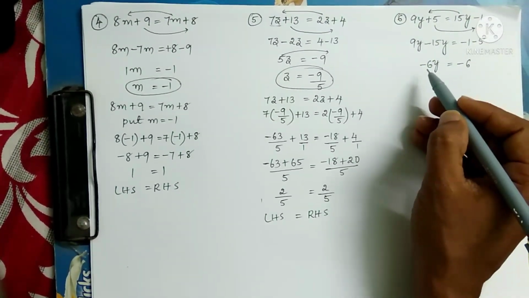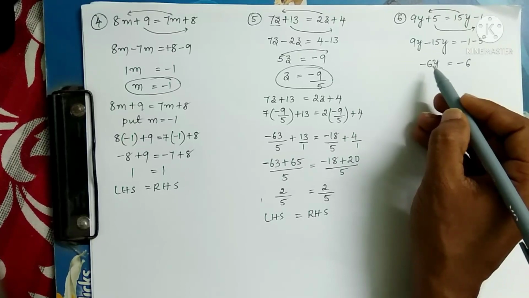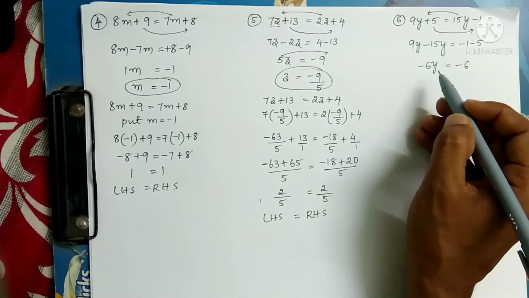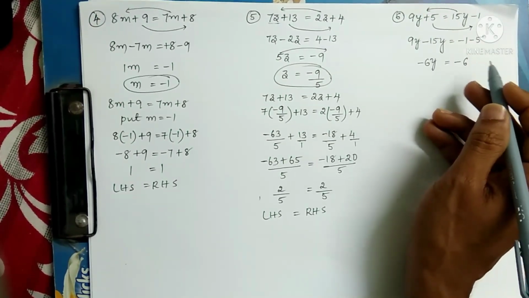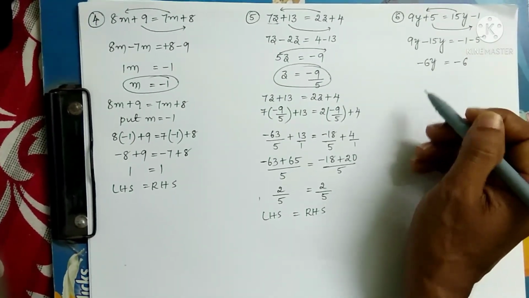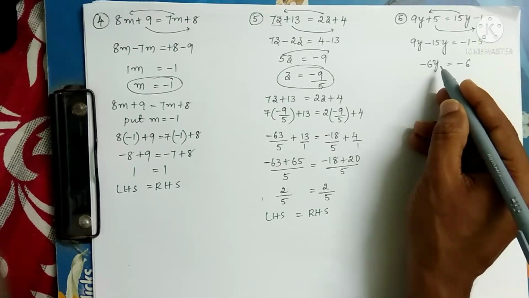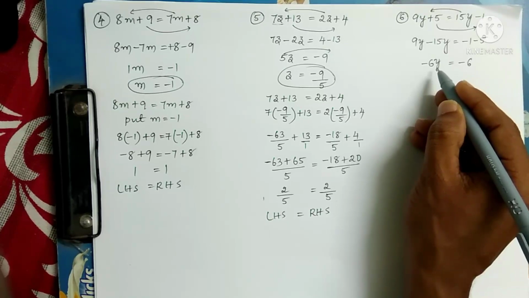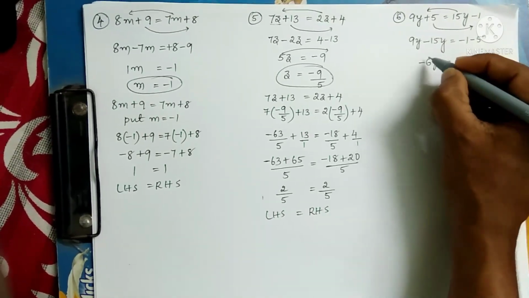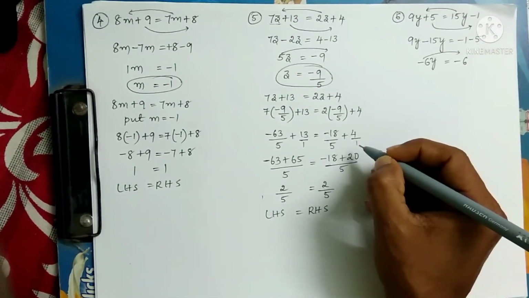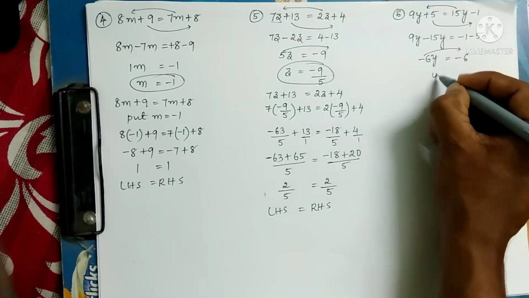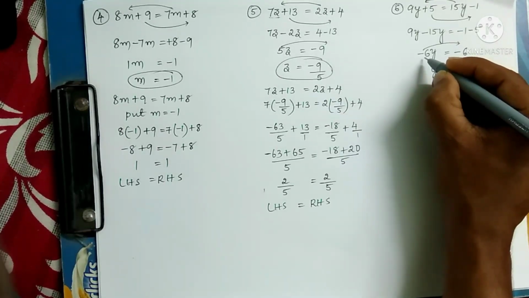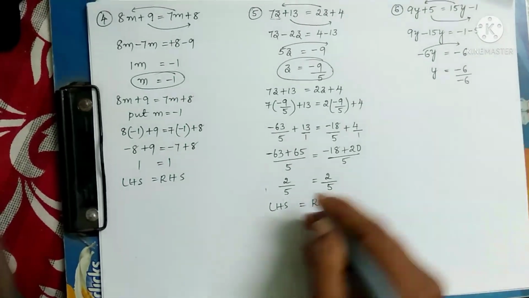Now you can see on the LHS we have minus 6 into y, multiplication. We have to find the value of y, and the constant term should always be on the RHS. So if I transpose the minus 6 multiplication, it becomes a division, that is, y is equal to minus 6 divided by minus 6, as it is.